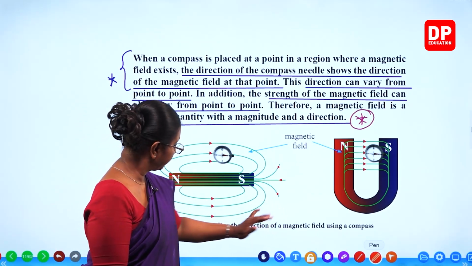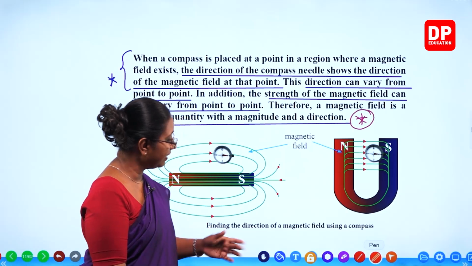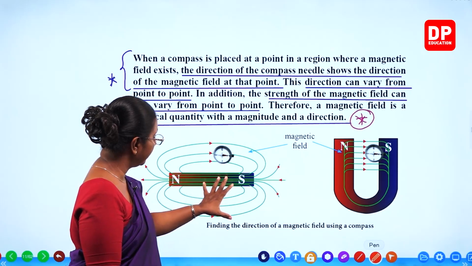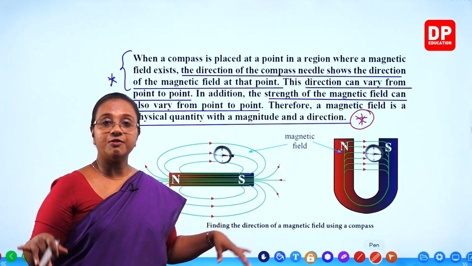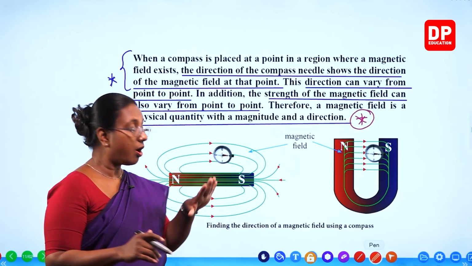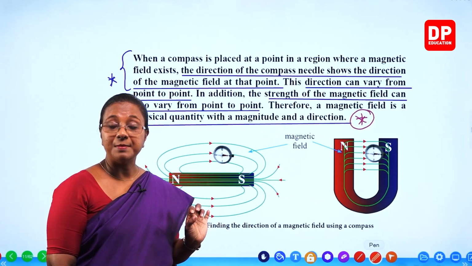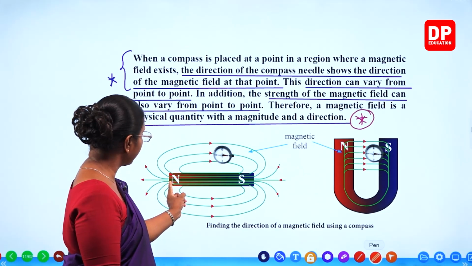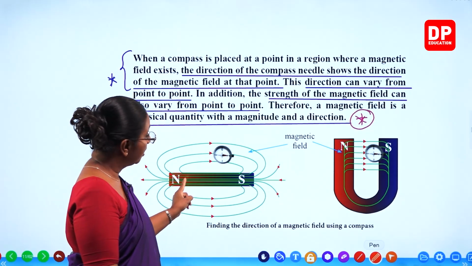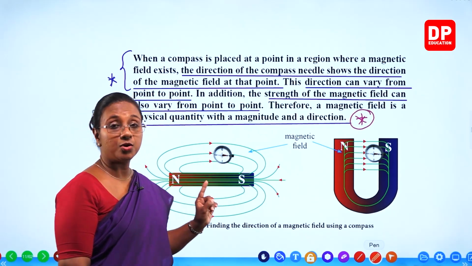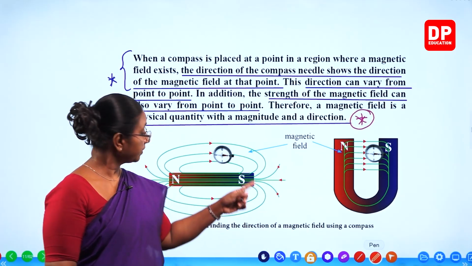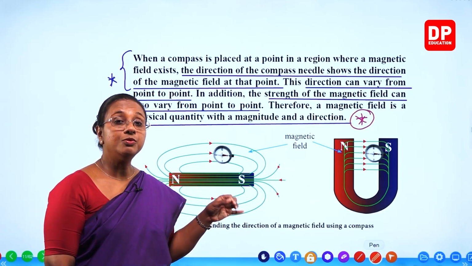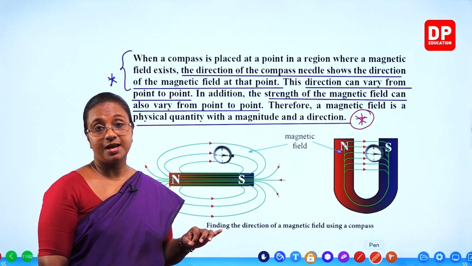Now in this diagram, you can see finding the direction of a magnetic field using a compass. So this is a bar magnet. This is what we are going to do. We will place a white sheet of paper on the table, and on that we will place a bar magnet, and then we will hold the compass starting from one end. Starting from the North Pole, we will move the compass towards the South Pole, and while moving it, you observe the direction of the needle of the compass and you draw them, mark those directions.